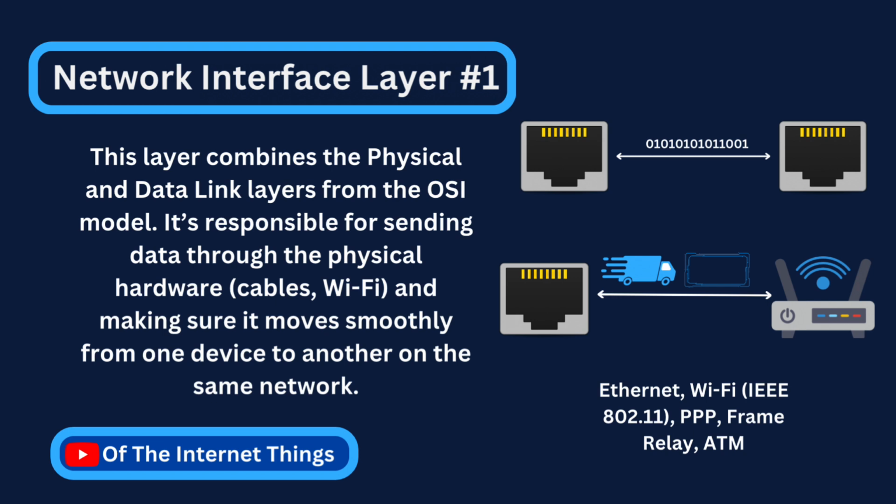1. Network Interface Layer. The network interface layer is the hardware side of things. It combines the OSI's physical and data link layers, ensuring that data moves from your device to the router. Example, your Ethernet cable or Wi-Fi. Yep, that's all here, making sure your device stays connected to your local network.